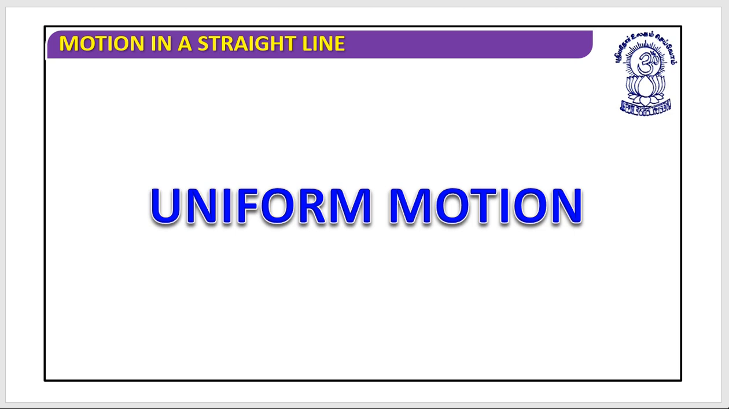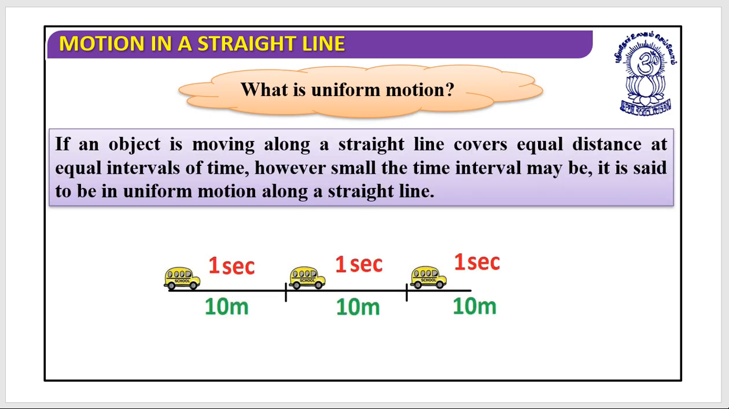Now what is uniform motion? What we can say about uniform motion is, if an object is moving along a straight line and it covers equal distances at equal intervals of time, however small the time interval may be, it is said to be in uniform motion along a straight line.